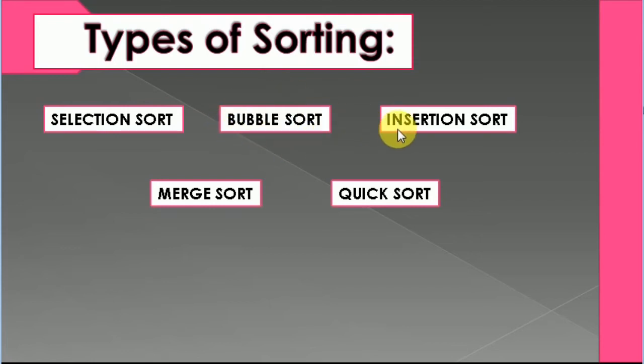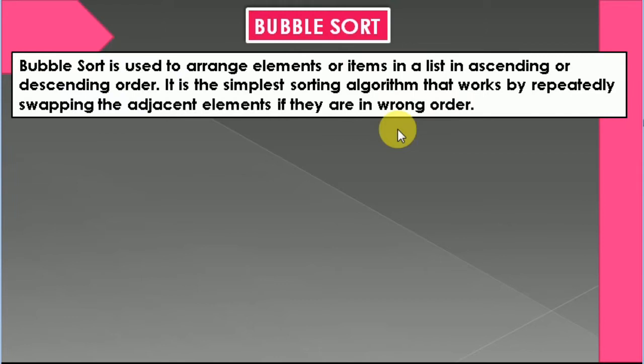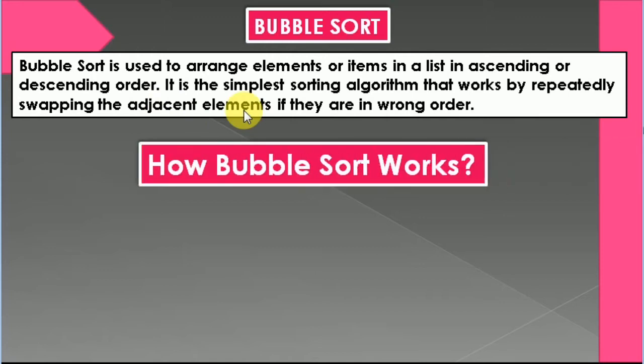Let us first understand what is bubble sort. A bubble sort is used to arrange the elements in ascending and descending order. You already know that. It is the simplest sorting, works by repeatedly swapping the adjacent elements if they are in a wrong order. Wrong order means if the first number is greater than the second number, then the swapping starts. So how this bubble sort works, we need to understand the concept.